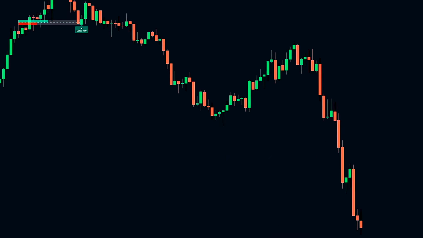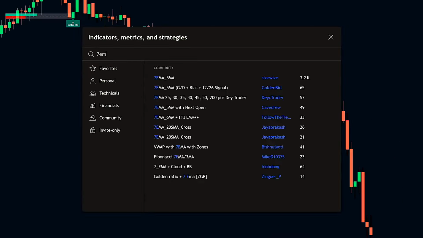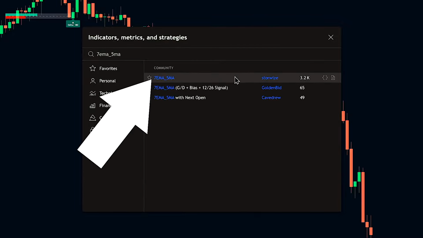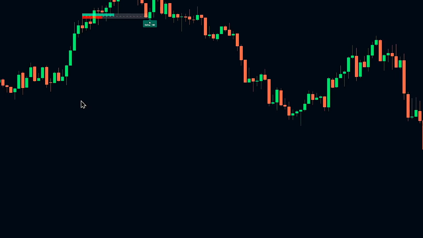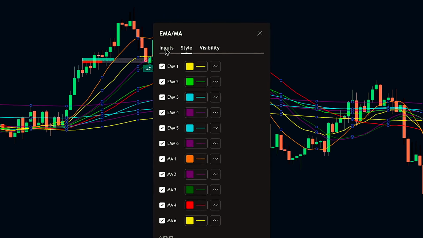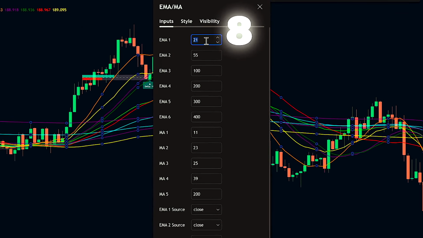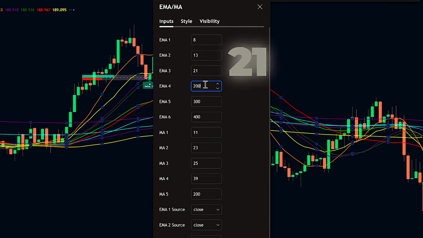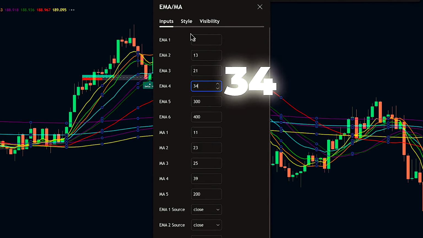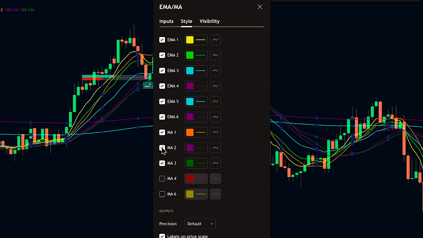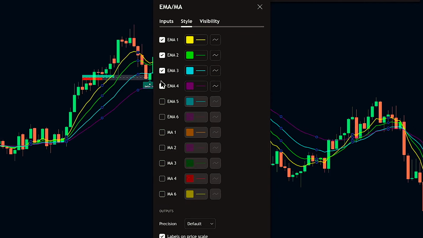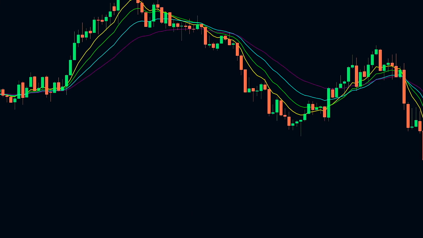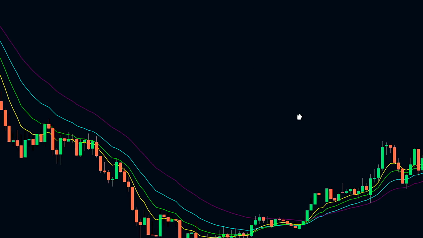So we're going to bring in a trend tool called 5 moving averages. As you can see, the name is like that. This one by Storewise. Double-click it, and in the Inputs tab, set EMA 1 to 8, EMA 2 to 13, and then 21 and 34. Go to the Style tab and turn off every moving average except the first 4. Hit OK when you're done.